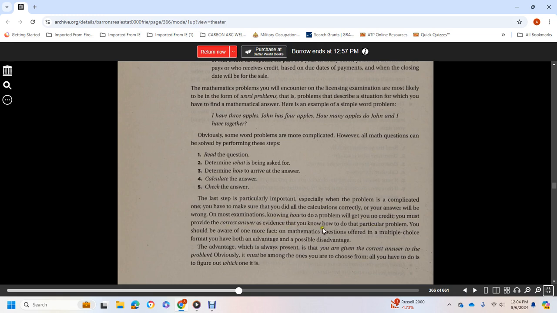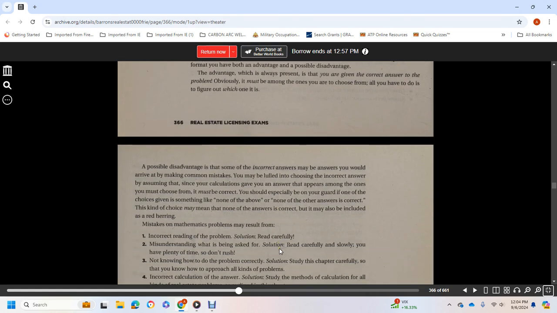You should be aware of one more fact: mathematical questions are offered in multiple choice. This has both an advantage and a possible disadvantage. The advantage is that you're always given the correct answer to the problem. Obviously, the answer is among the choices to choose from. You have to do the math to figure out which one is correct. The disadvantage is that in some cases, the incorrect answers may be answers you would arrive at by making common mistakes. You'll be lulled into choosing an incorrect answer by assuming that since your calculation gives you an answer that appears in one of the choices, it must be correct.